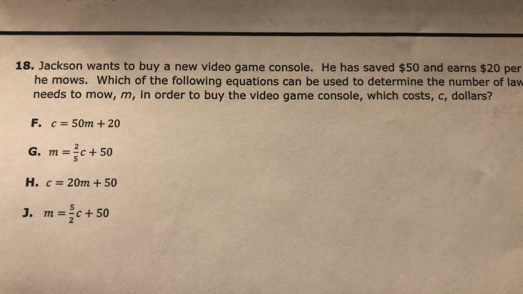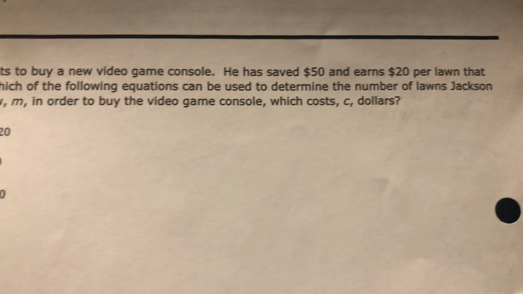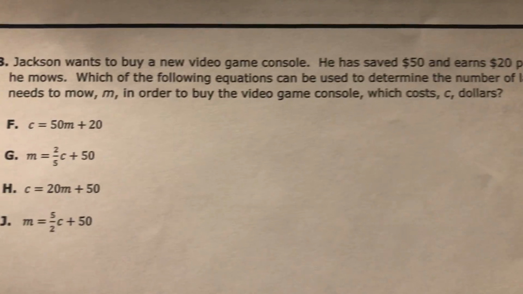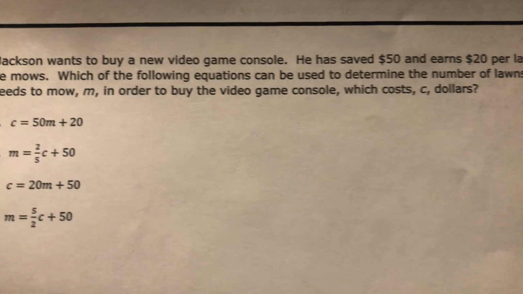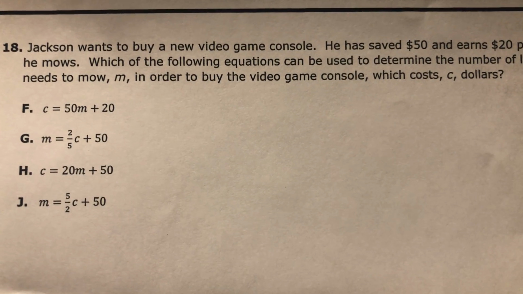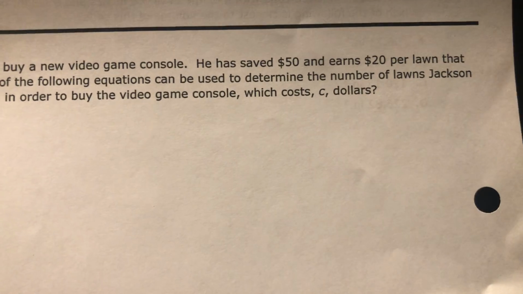18. Jackson wants to buy a new video game console. He has saved $50 and earns $20 per lawn that he mows. Which of the following equations can be used to determine the number of lawns Jackson needs to mow, M, in order to buy the video game console, which costs C dollars?